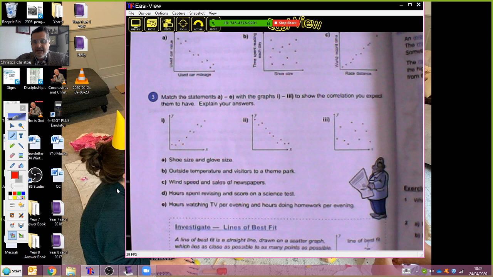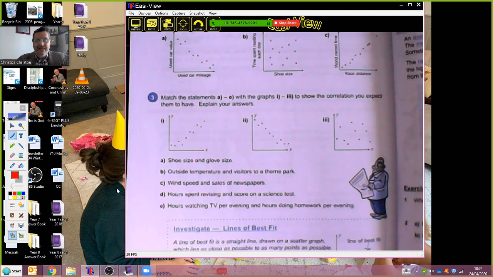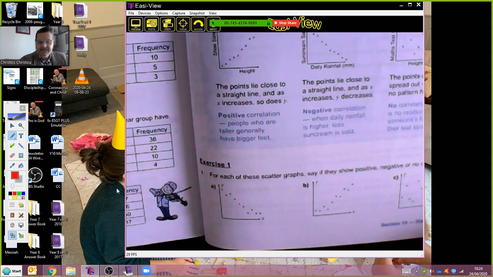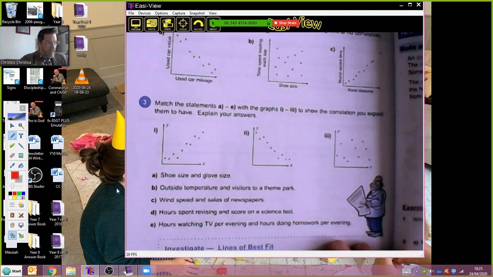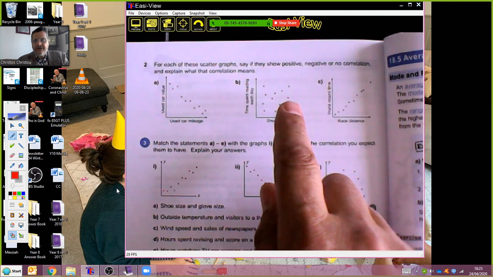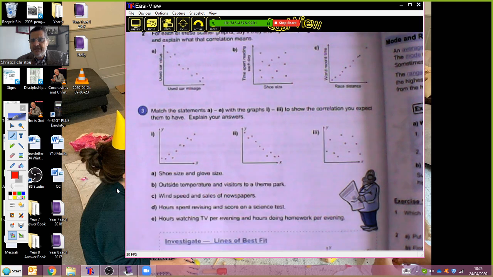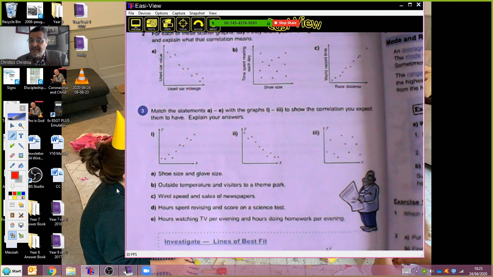So this is what I'm going to say you need to do right now as your lesson. You need to do question 1 on exercise 1, page 241. You need to draw it roughly, just as a rough sketch, and then say positive, negative, no. And then you need to do question 2, just a rough sketch, and say negative, no, positive, and explain what it means. And here, I suggest you don't have to draw this anymore. Here, just go shoe size and glove size, positive correlation. As the shoe size increases, so does someone's glove size. Is that fair? Do you understand that?